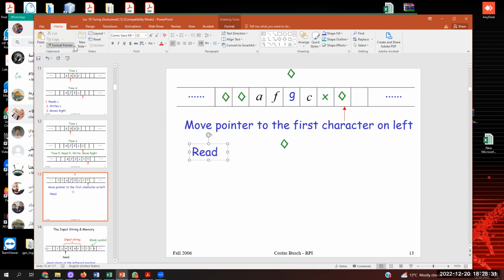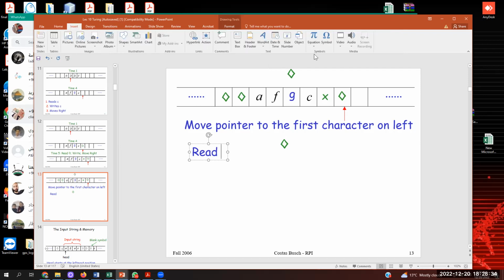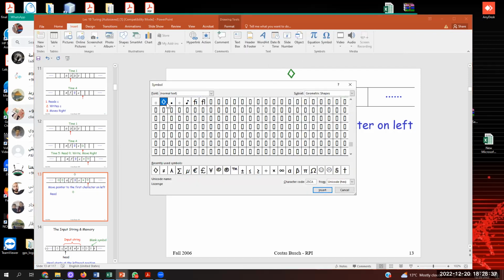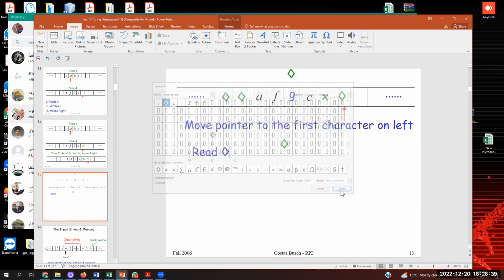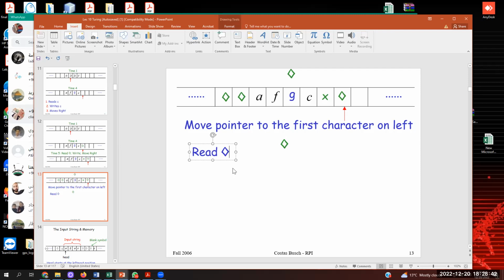Why is this not working? I will do this. Search symbol again. Okay, I'll say read the blank, and I keep blank, write blank, and move left. So now I keep the blank, and then I come here. Then that's my first operation.